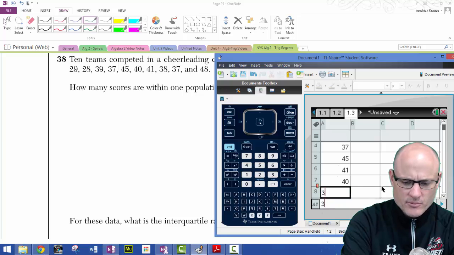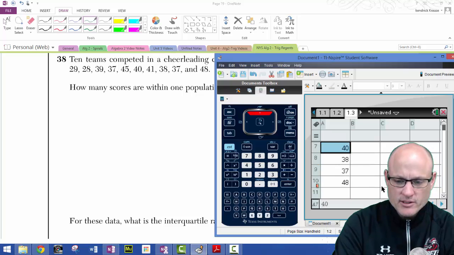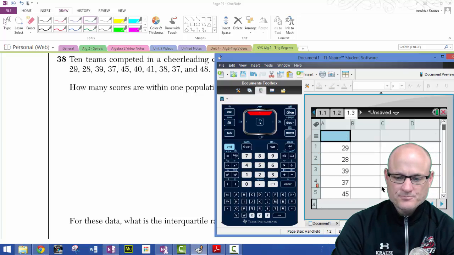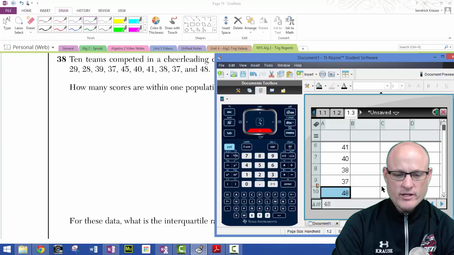Okay, I screwed up something. 38, enter. 37, enter. And 48. All right, so I have 10, but I screwed something up. So let me make sure. 29, 28, 39, 37, 45, and then for some reason I went 41, but I did pick up that I missed the 40, 38, 37, and 48.